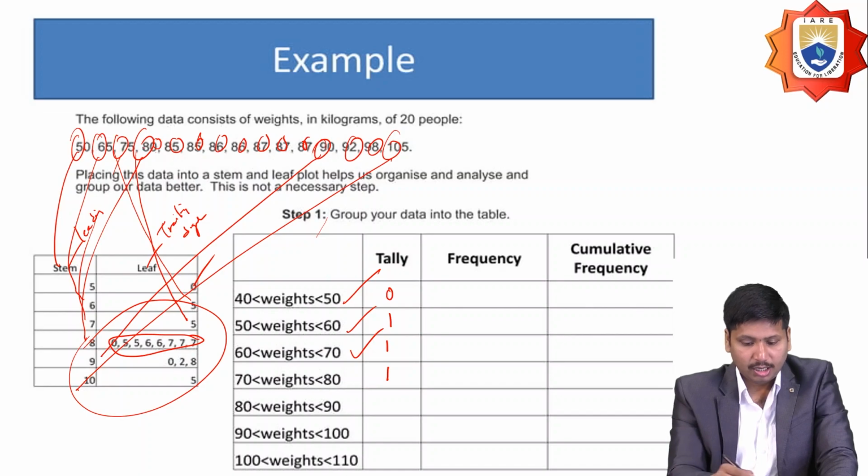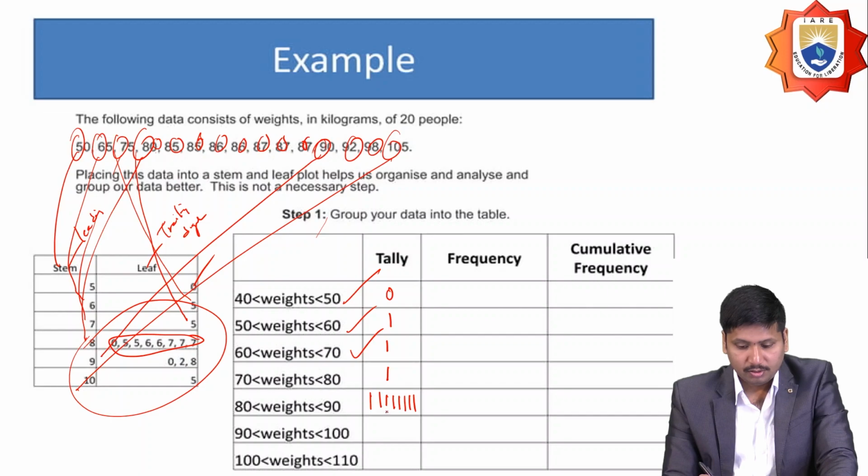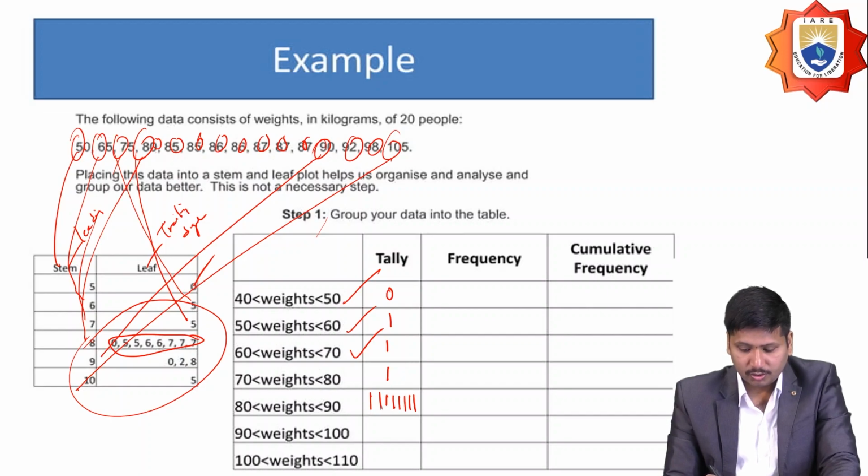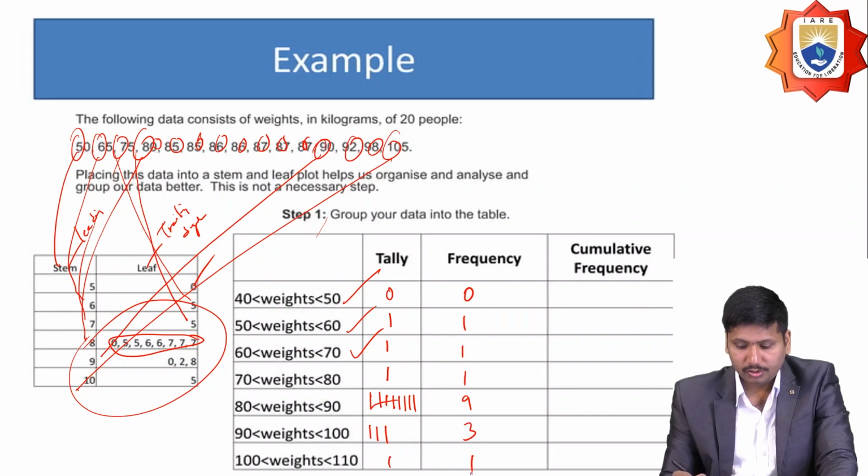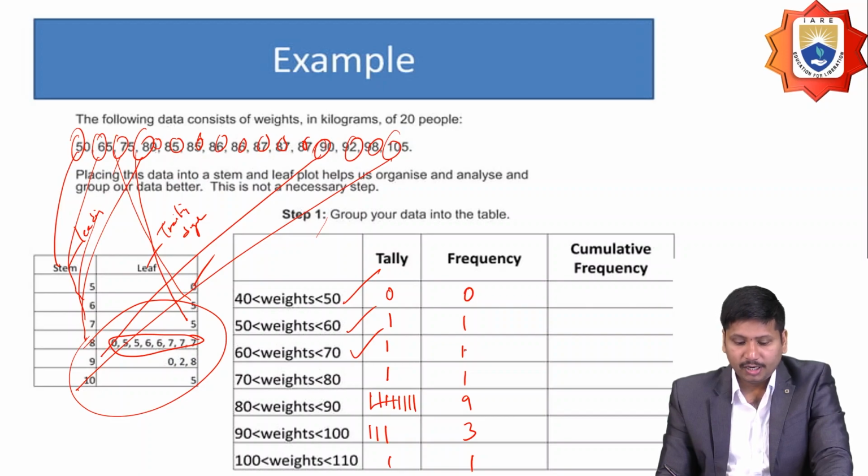80, 81, 85, 85, 86, 86, and then 87, and like this. So 1, 2, 3, 4, 5, so this should be one set. So that should be around 1, 1, 1, 0, and between 90 and 100, 90, 92, 3, and 100 to 110 should be 1. So this should be the frequency of getting this. So once the frequency is obtained, I can do the calculation of cumulative frequency.